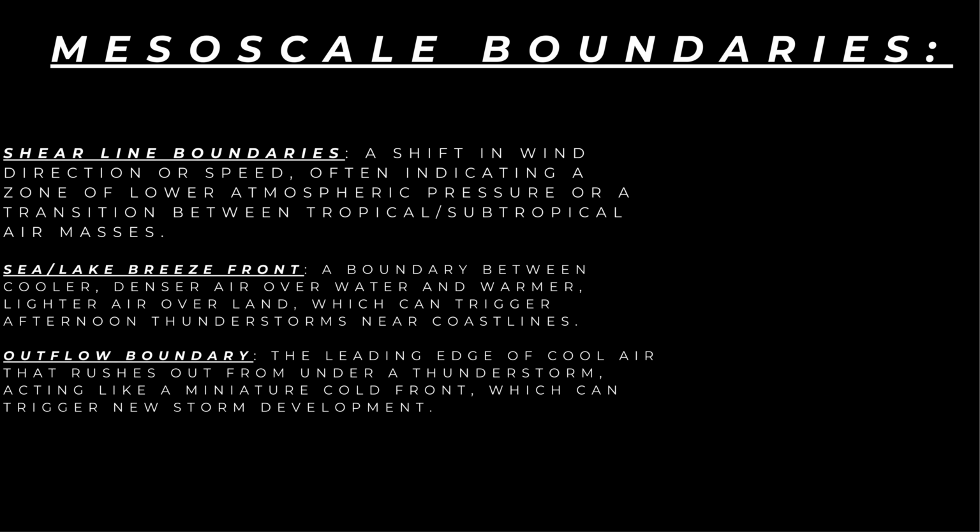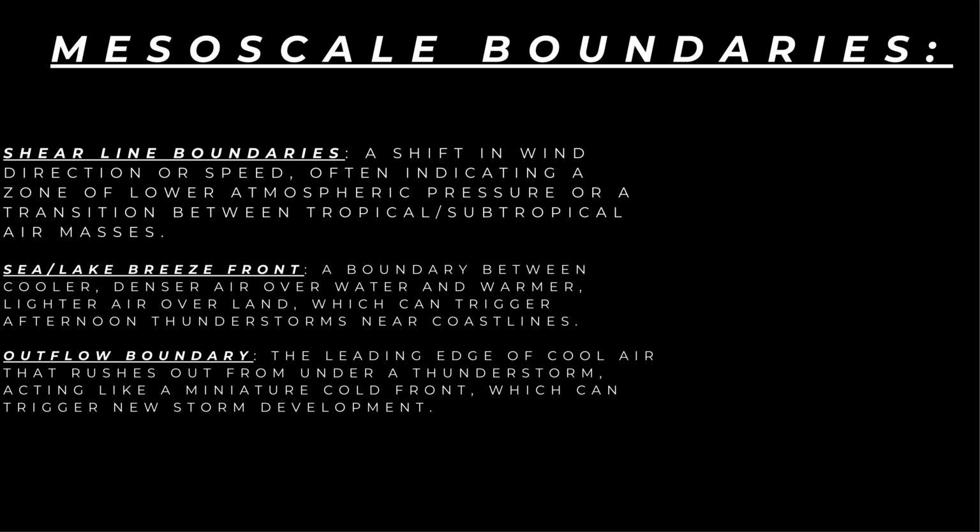And the much more localized and difficult to predict category of boundaries is the mesoscale boundaries. Shear line boundaries and lake breeze fronts are maybe a topic for another day. This video is about outflow boundaries. Outflow boundaries are essentially the cooled air from an already existent storm, ejected forward, creating a new boundary for storms to fire on.